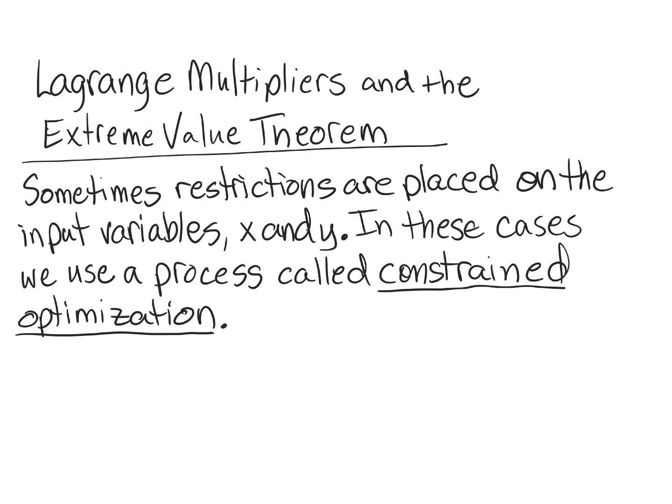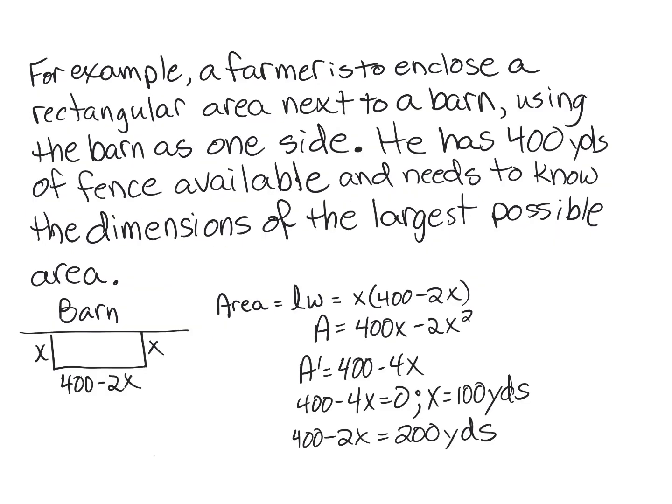It's much nicer. All right, let's back up to the previous calculus class where we learned how to optimize just using derivatives. For example, you remember the problem where the farmer needed to enclose a rectangular area and he was using the barn as one side, and he had a constraint in that he only had 400 yards of fencing available. So we need to maximize this area while only using 400 feet of fencing.